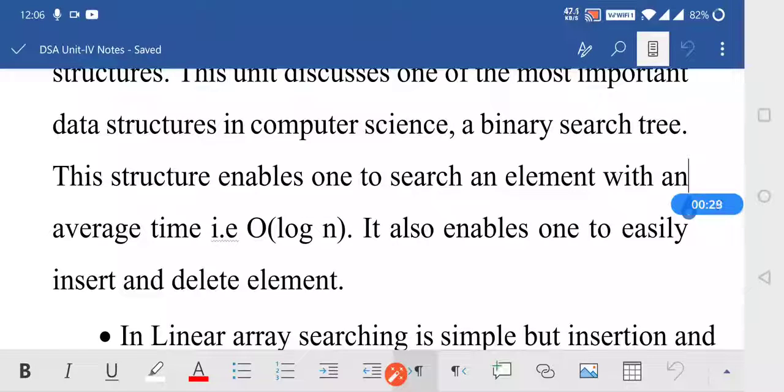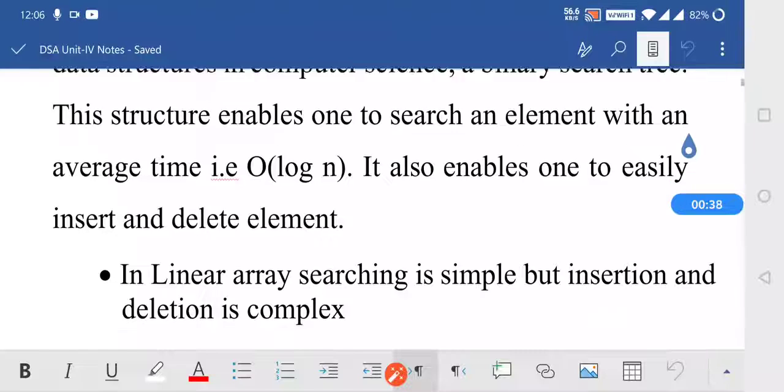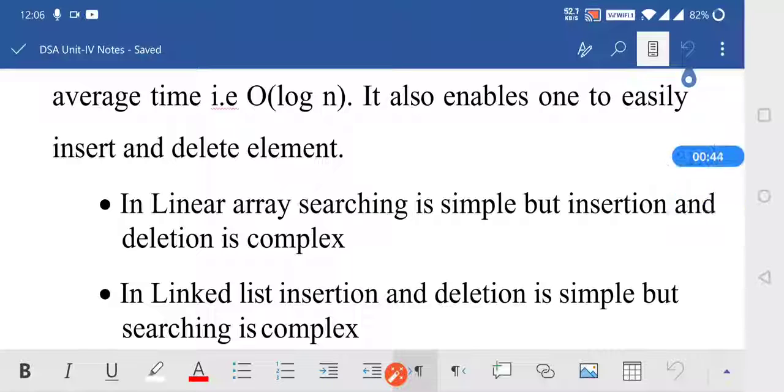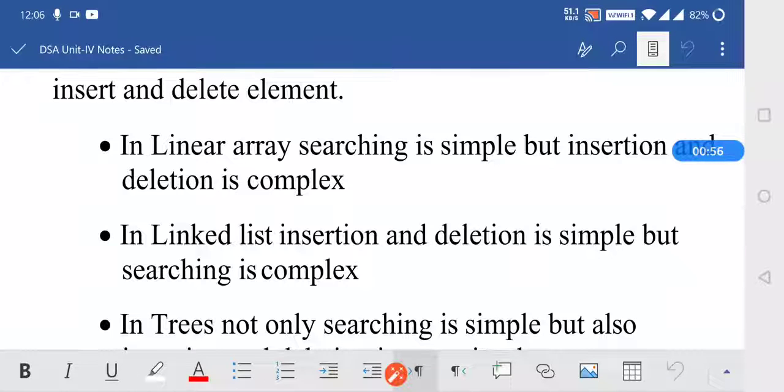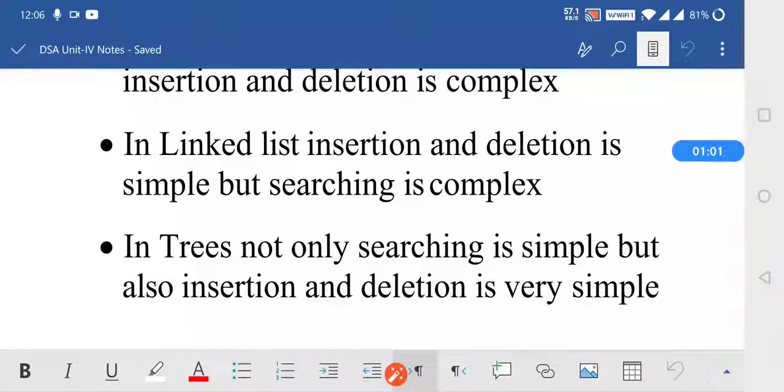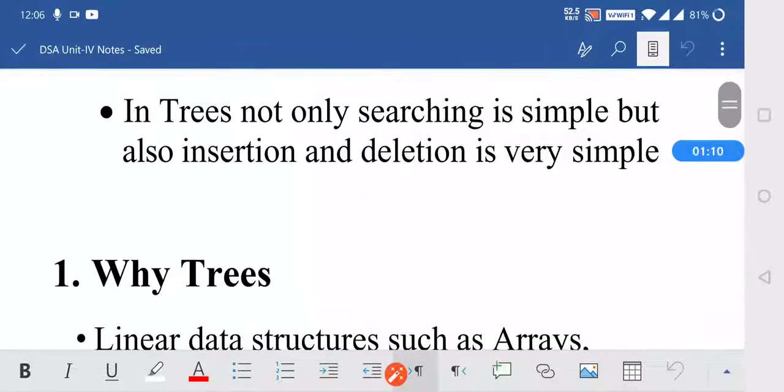Now, this structure enables us to search an element with average time. Whenever we are dealing with the binary search tree, the average time that has been derived is O(log n). It enables us to insert or delete elements in a very easy manner. In linear arrays, searching is simple, but insertion and deletion is complex. In linked list, insertion and deletion is simple, but searching is complex. But in trees, not only searching is simple, but also insertion and deletion is very simple, and that's why using trees is a better option than array and linked list.